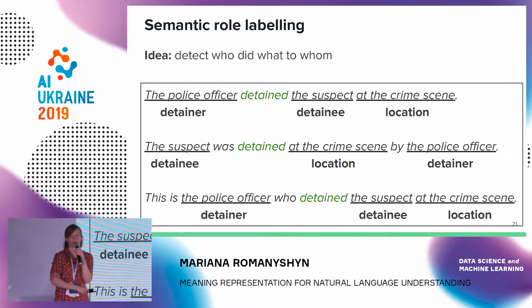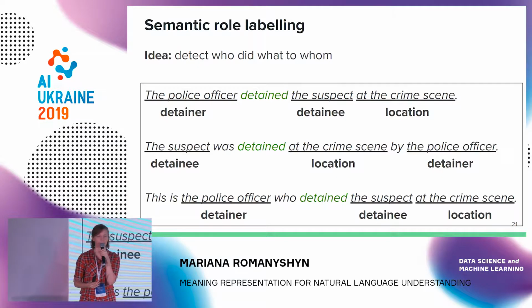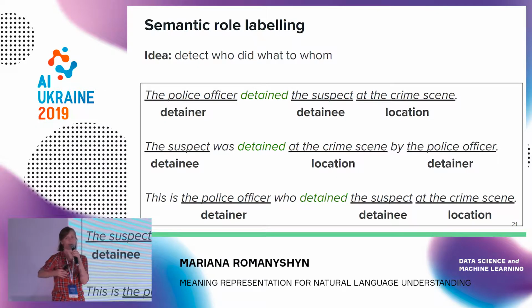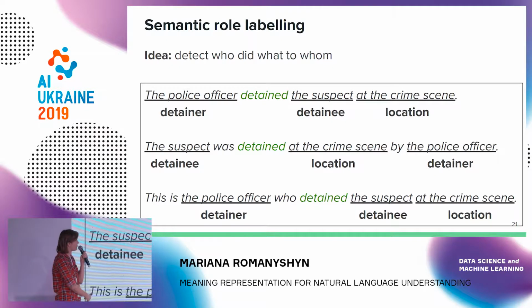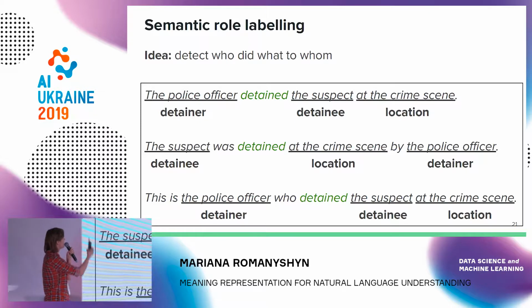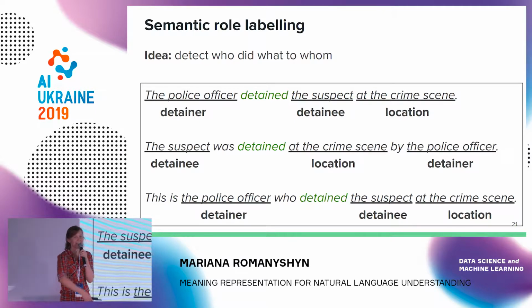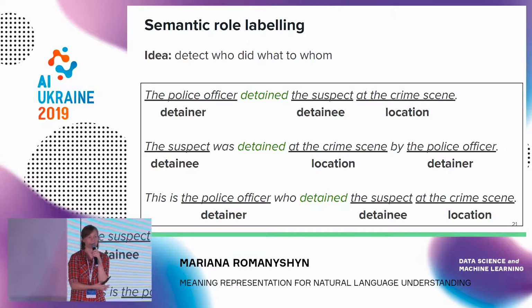So a different formalism, a different way to represent the meaning of the sentence, is called semantic role labeling. The aim of the semantic role labeling approach is to find who did what to whom. So say we have a sentence, the police officer detained the suspect at the crime scene. We can put it in the passive voice. We can create a relative clause here. But we have the same semantic roles in each of these three paraphrases. So we have the detainer, we have the detainee, and we have the location where this action happened, right?